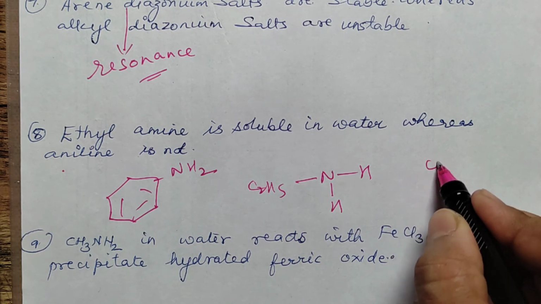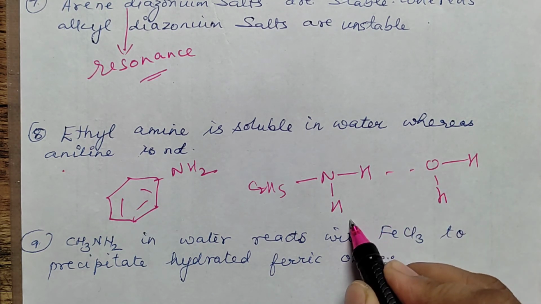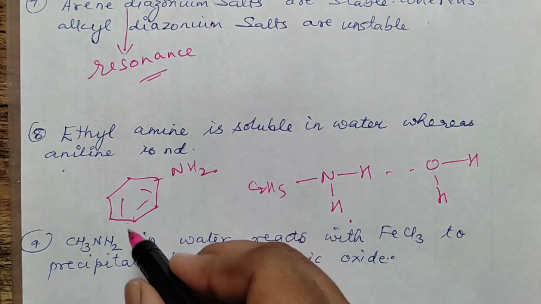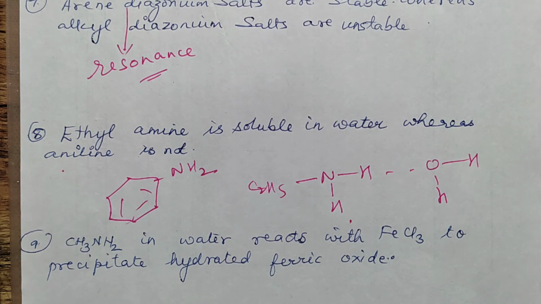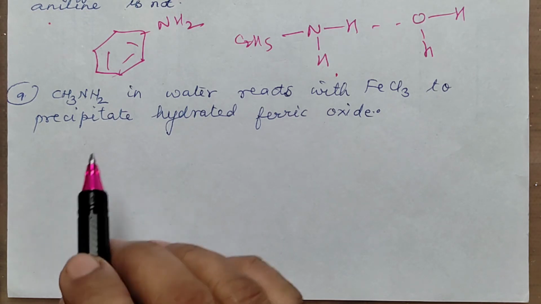So here there can be H bonding, right? This side also there can be H bonding, but because of the presence of this ring, the bonding will be less strong. So this will cause hindrance in the reaction. Yeah, moving on to the next question.